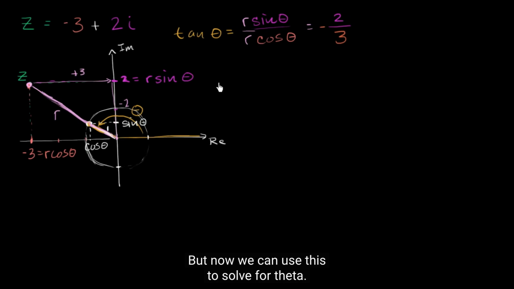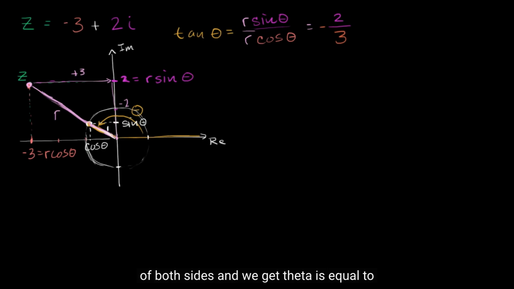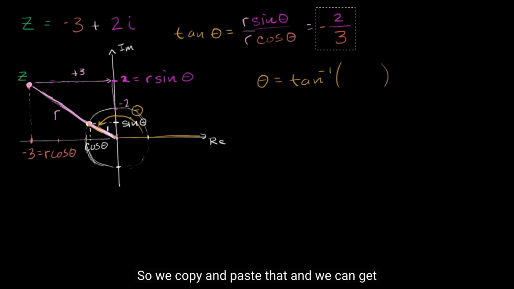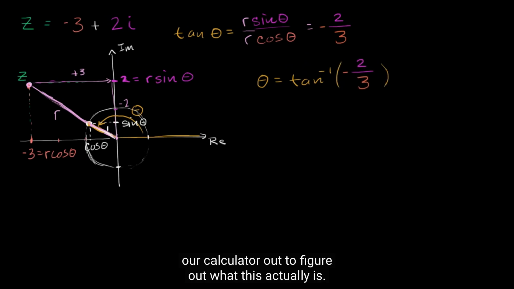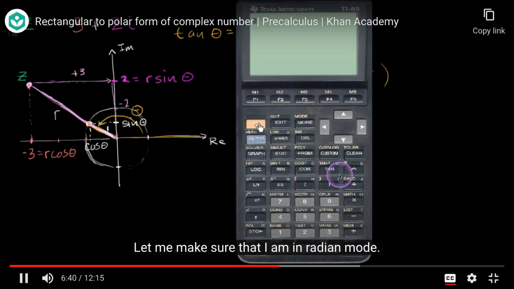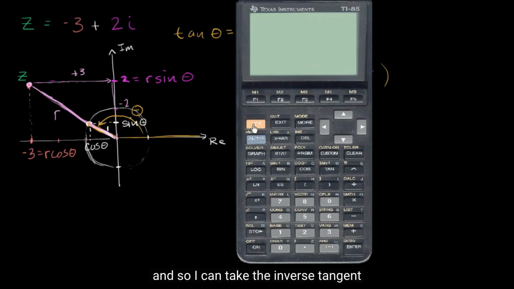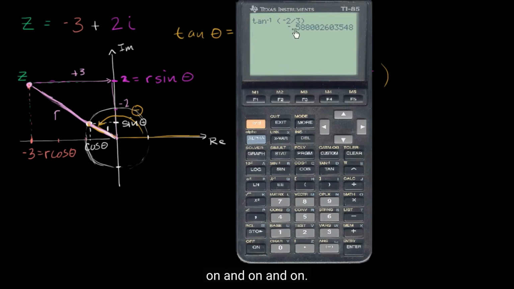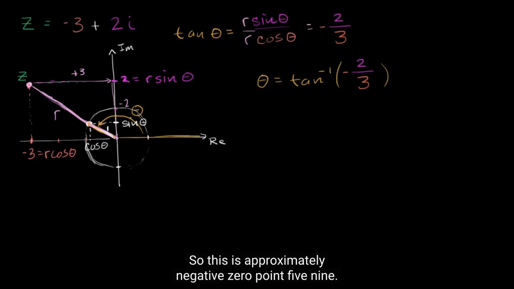But now we can use this to solve for theta. To solve for theta, we just take the inverse tangent of both sides, and we get theta is equal to inverse tangent of negative 2/3. So let me copy and paste that, and we can get our calculator out to figure out what this actually is. Let me make sure that I am in radian mode. I am. And so I can take the inverse tangent of negative 2 divided by 3, which gets us negative 0.58800, on and on and on. So if we round to the nearest hundredth of a radian, it'd be negative 0.59. So this is approximately negative 0.59.